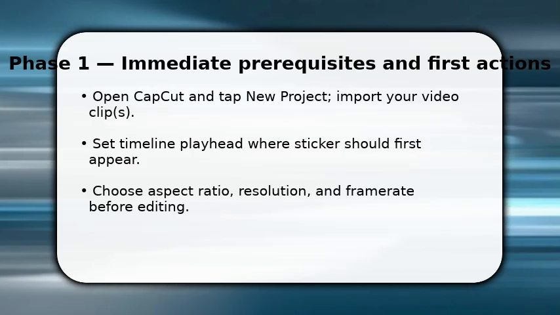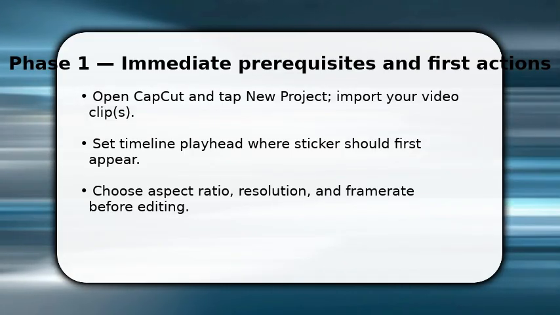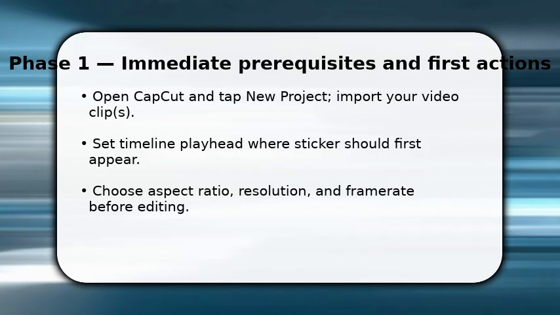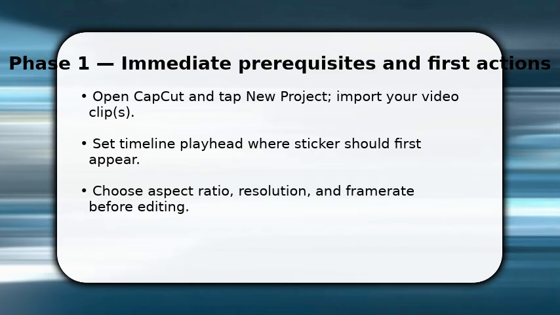You start by opening CapCut and importing the clips you will use. This places everything on the timeline. Next, tap the timeline where the sticker should appear. This anchors placement and timing. Once done, confirm your aspect ratio and frame rate so stickers scale correctly. Otherwise, size and motion can look off.